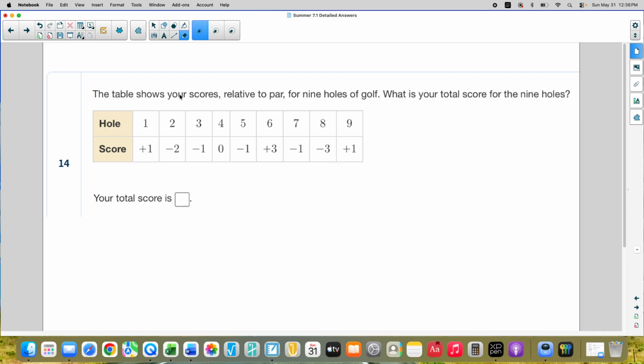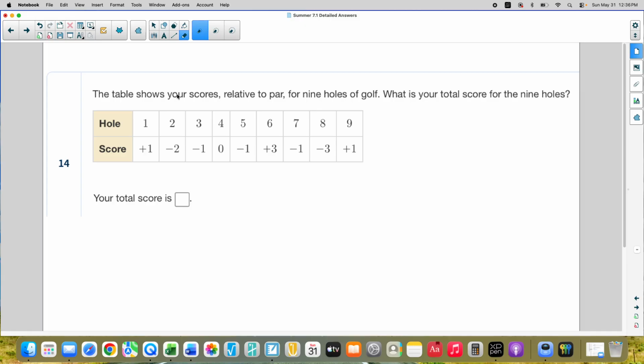The table shows your scores relative to par. Those are golf terms. For 9 holes, this would be a bogey. Oh, this would be an eagle. That would be a birdie. That would be a par. That would be a birdie. That would be a triple bogey. That would be a birdie. That would be what we call an albatross, 3 under. And then this would be a bogey, 1 over.